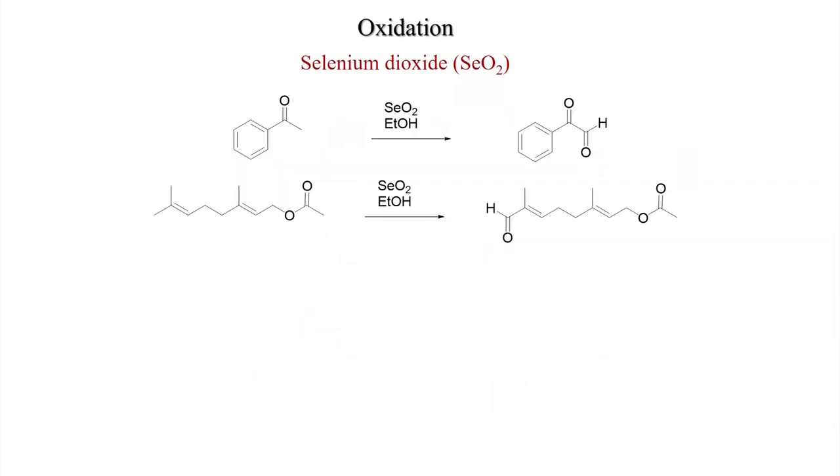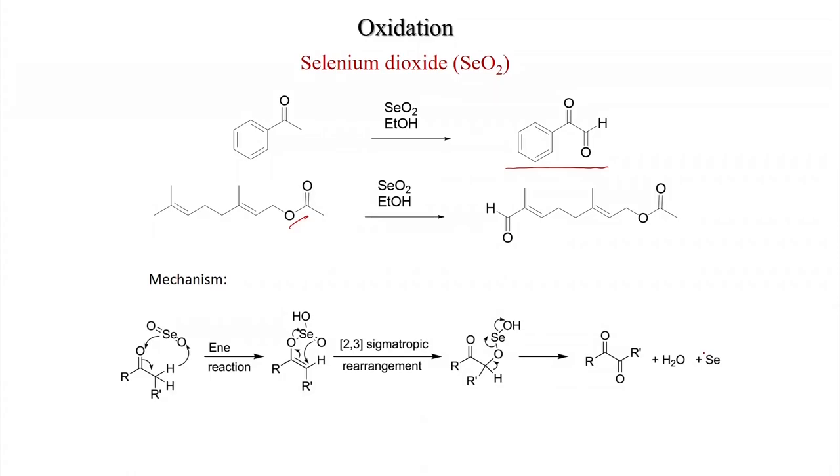Also, acetophenone can be reacted with selenium dioxide in ethanol. You get the ketoaldehyde, that is, the carbon alpha to the carbonyl goes to a carbonyl group. And here there is no carbonyl group, only the ester is there, but this is unreacted. Under this condition, this allylic position goes to the alcohol first, and then it goes to the aldehyde.